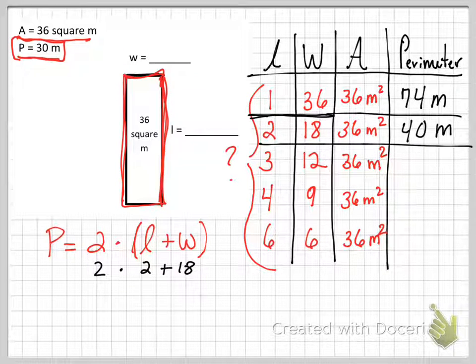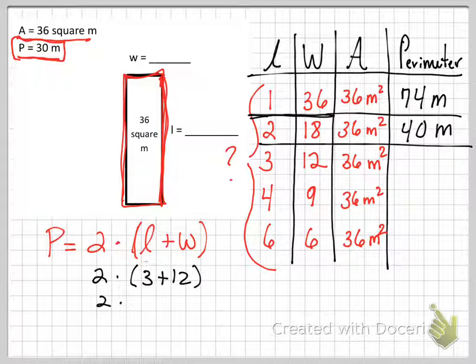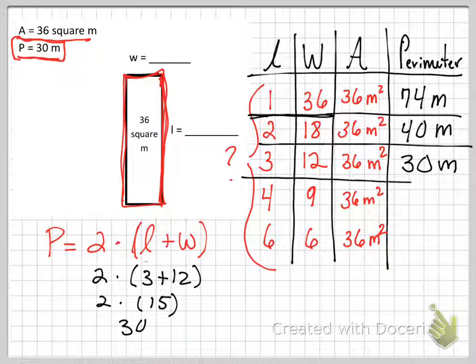The next one is, let me get rid of this so I don't get confused. The next one is 2 times 3 plus 12. And 3 plus 12, we got 15, and 2 times 15 is equal to 30. Whoop, there it is. 30 meters. We are done. We found the measurements.